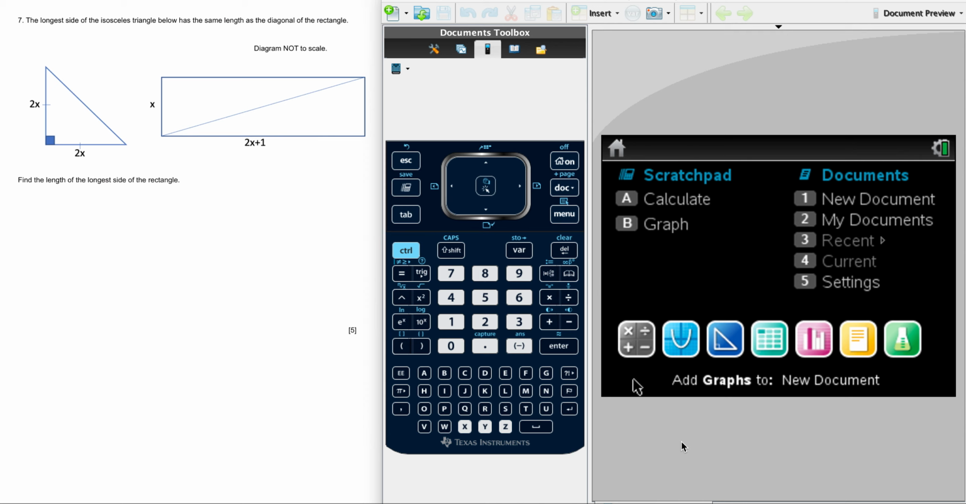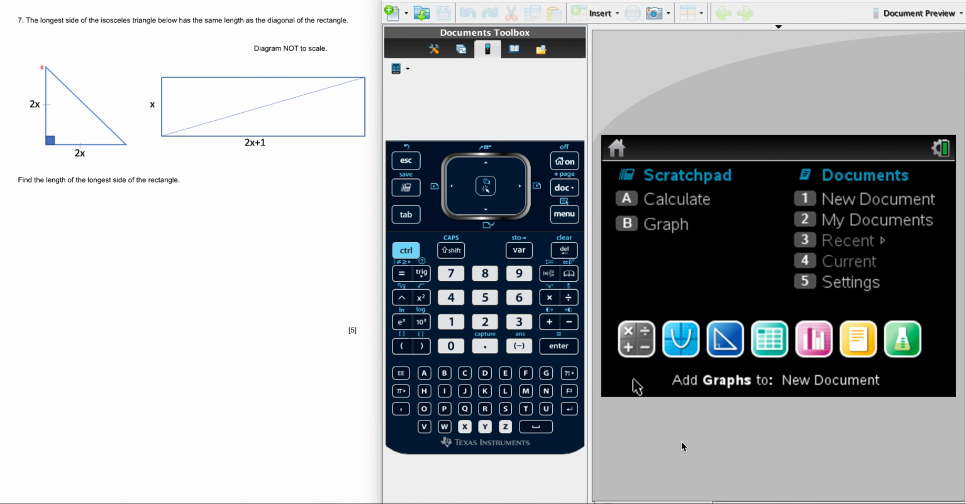Okay, so this question, we're using the idea of Pythagoras. We're told that the longest length on the isosceles, which is the hypotenuse here, is equal to the length of the diagonal in the rectangle. So again, it's the hypotenuse of this triangle here.